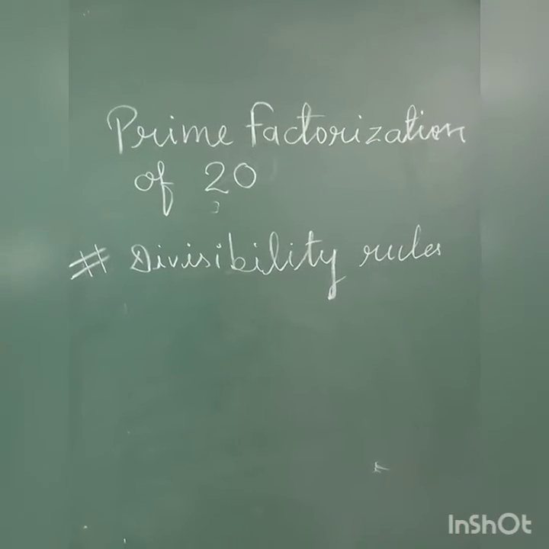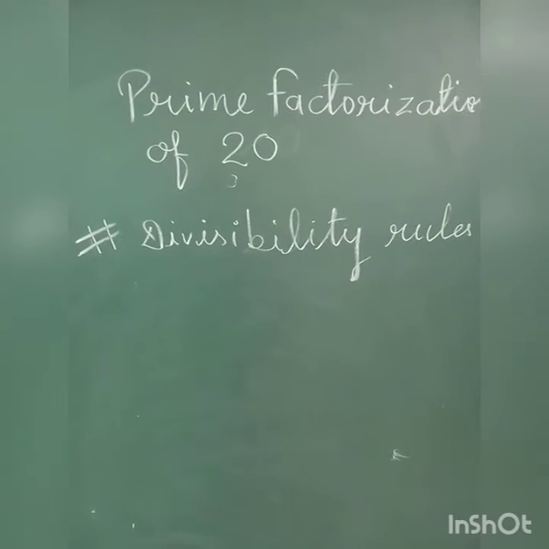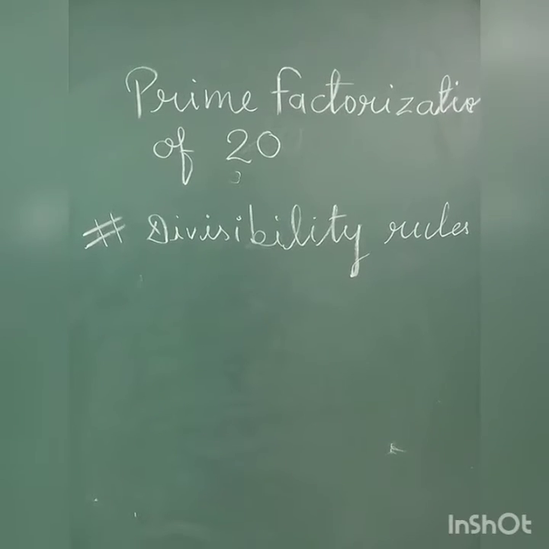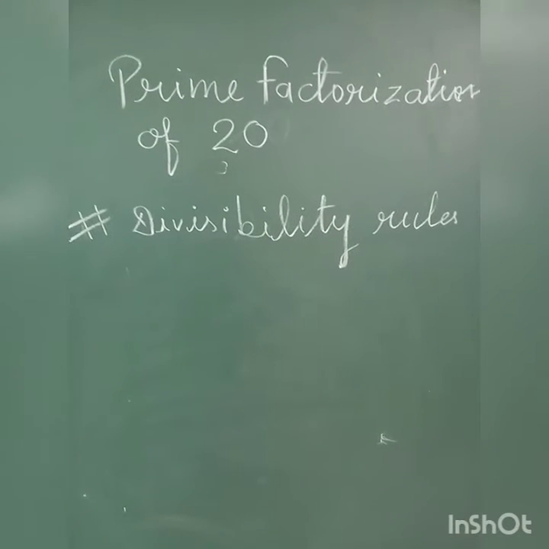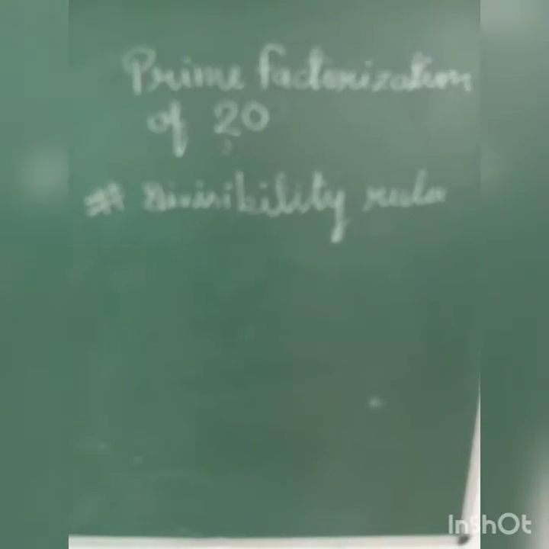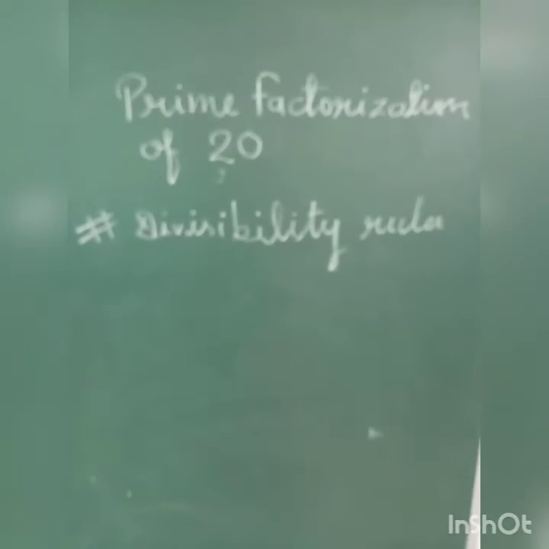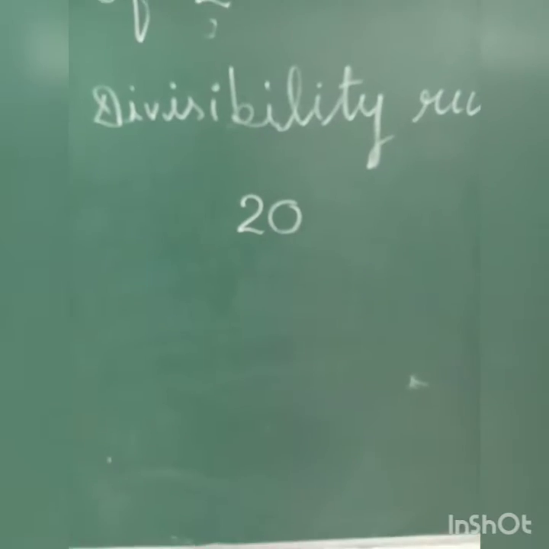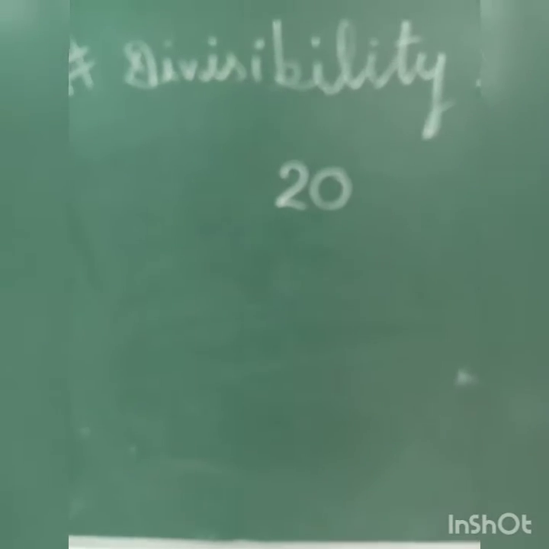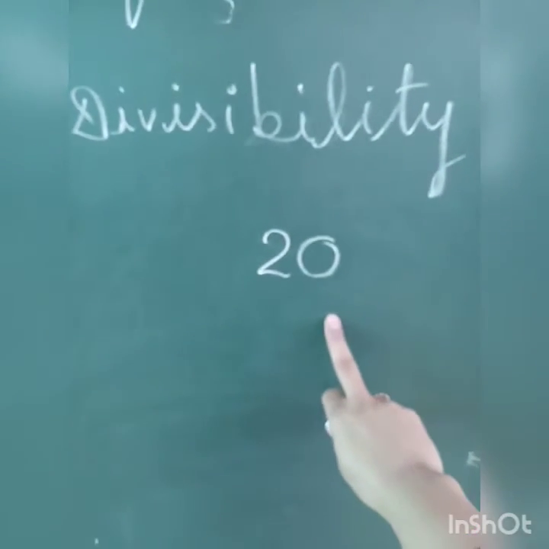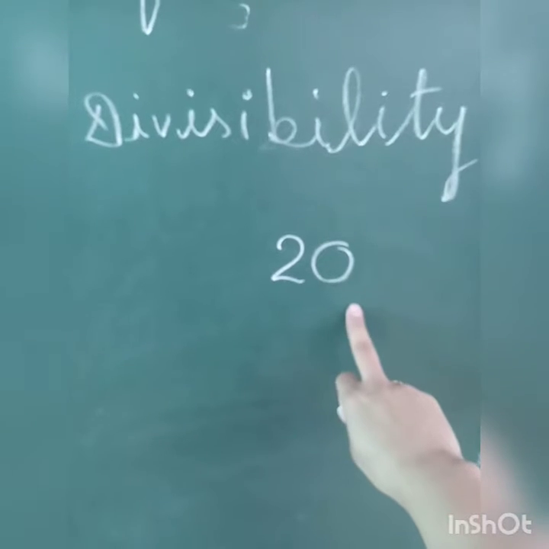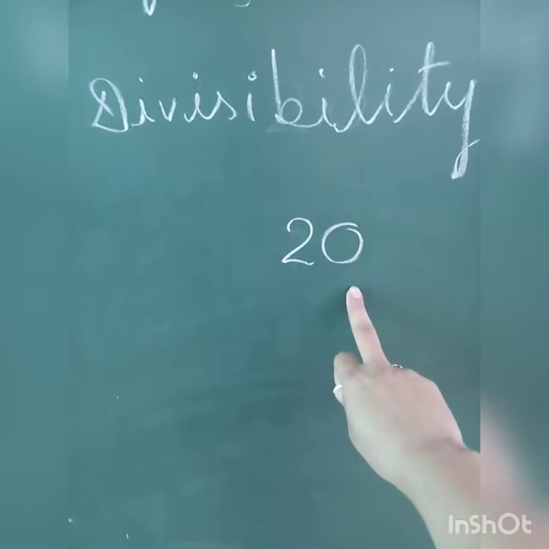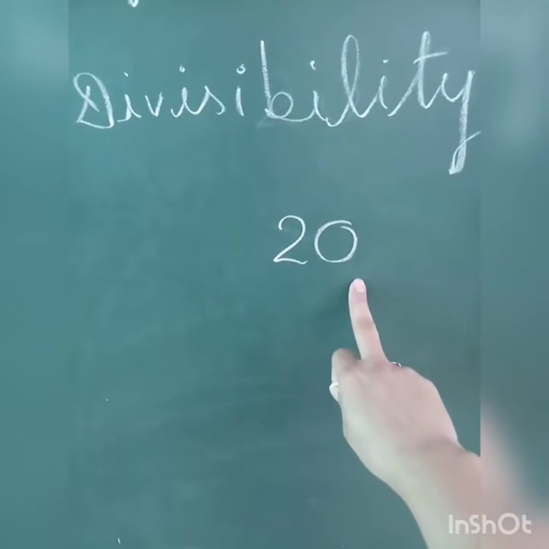You have to keep one thing in your mind, that is the divisibility rule. While factorizing any number, you have to use divisibility rules, and we start with the smallest number, that is number 2. So let's factorize number 20. Now you see 20 is a composite number. At the ones place is 0. That means 20 is divisible by 2 according to the divisibility rule of 2.